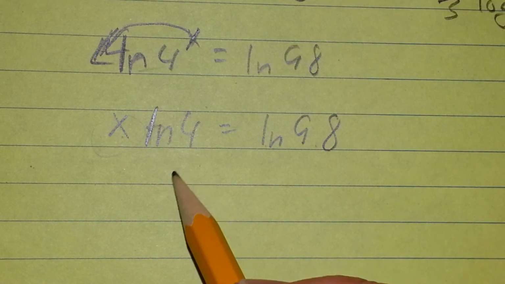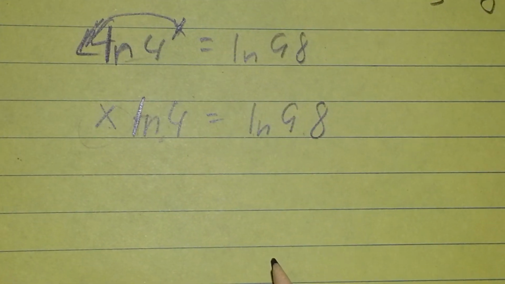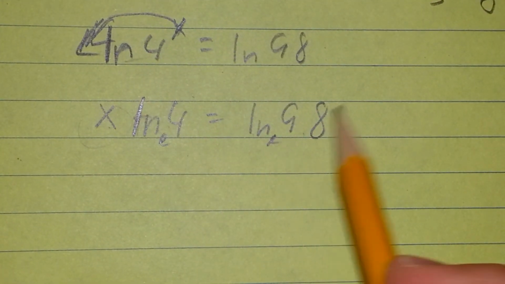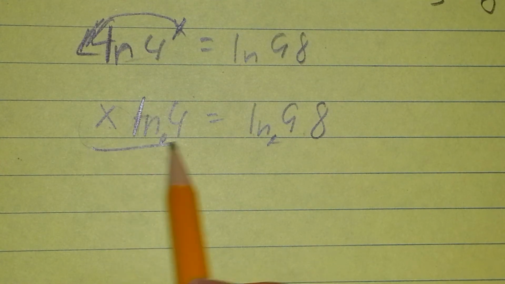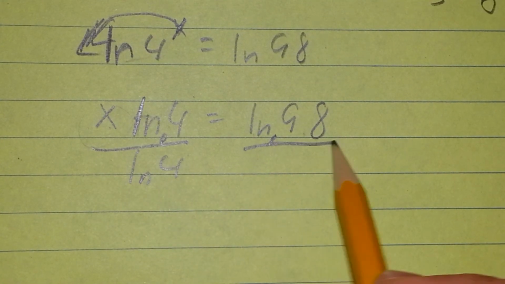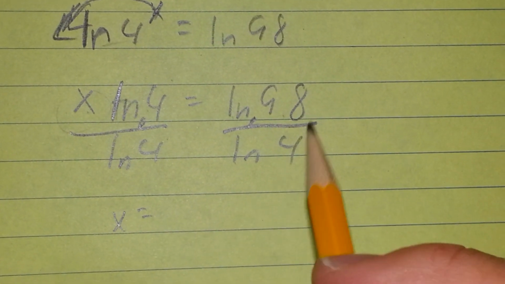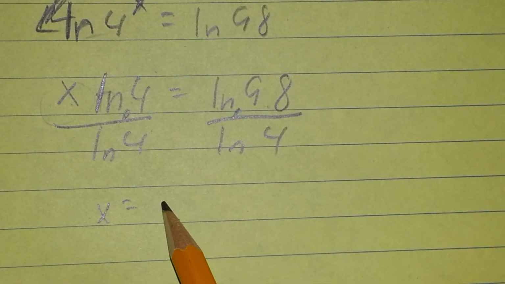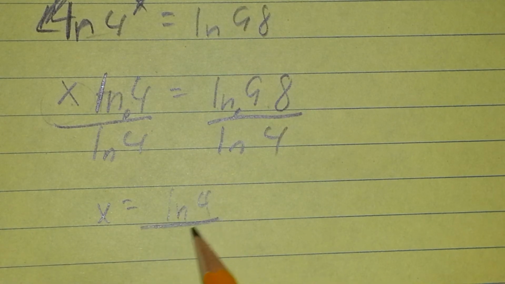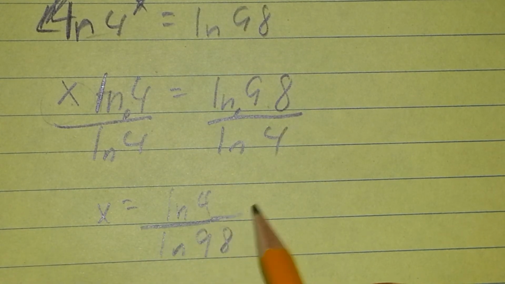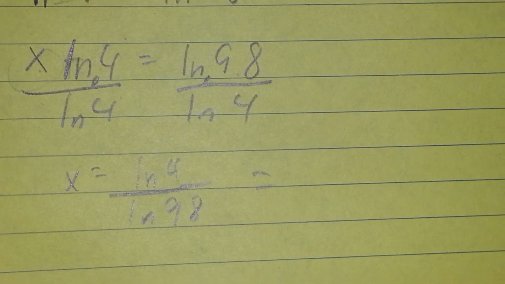ln is the natural log, base e. Remember that. So let's divide both sides by the log of 4, and that would be our answer: x equals the natural log of 98 divided by the log of 4. And there would be a value if I had my calculator.